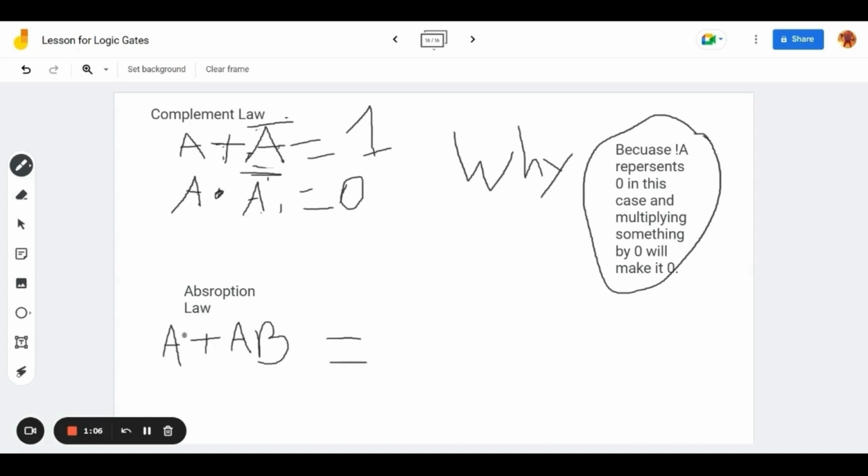Absorption law allows you to absorb the B because there is A and A common between these two parts of the expression. The A, because the A and A are common here, and there's only two. Keep that in mind.